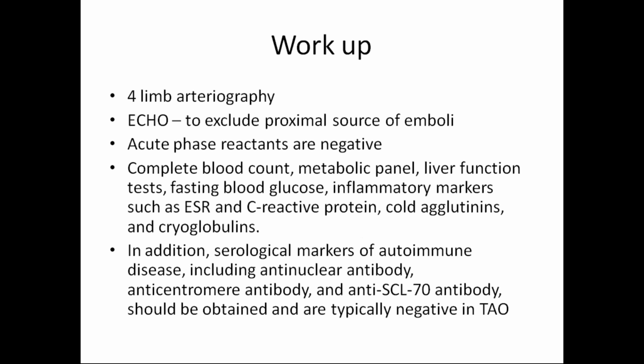So how do you work up? As I said before, diabetic workup, blood counts, rule out any connective tissue disorders, echocardiography to rule out any cardiac causes, four-limb arteriography or CT angiogram. Acute phase reactants like CRP and ESR should be negative. Along with that, some other markers are also there: anti-nuclear antibody, anti-centromere antibody, anti-Scl antibody. Especially these are negative in TAO. So these are very important, especially in women, because women with these things are more prone to miscarriages.